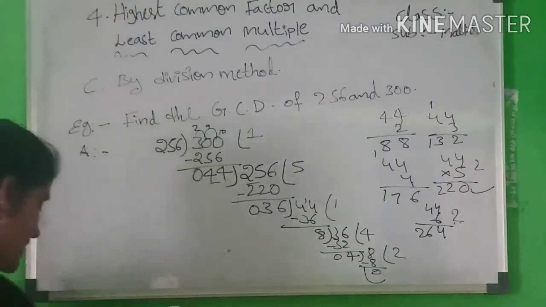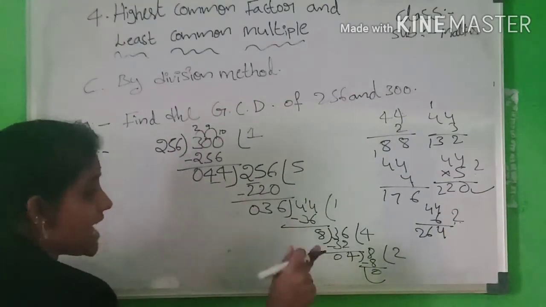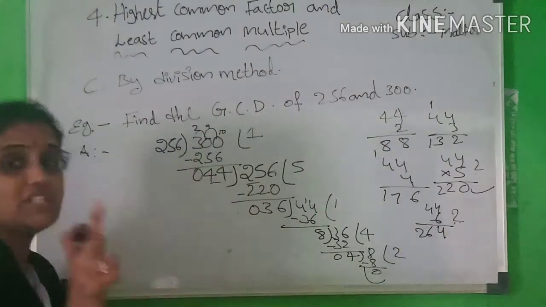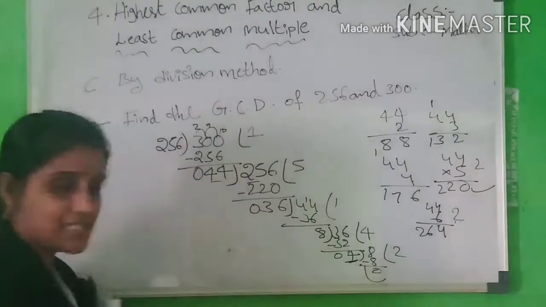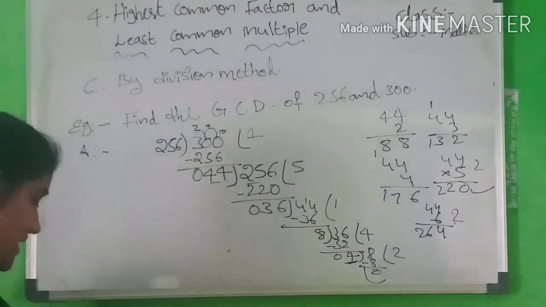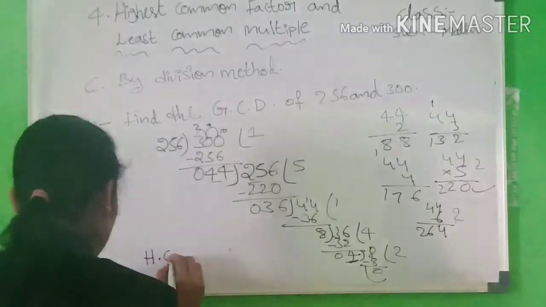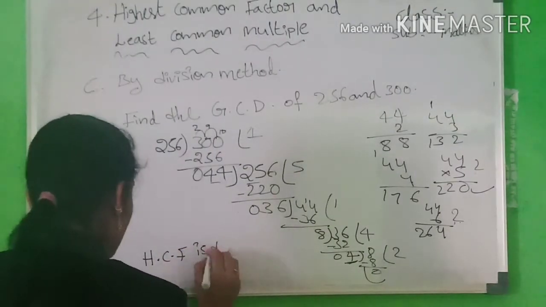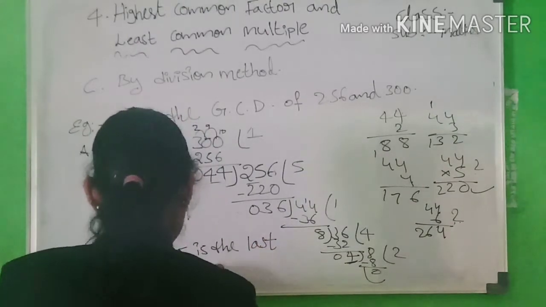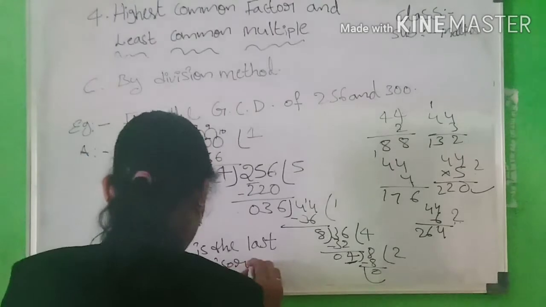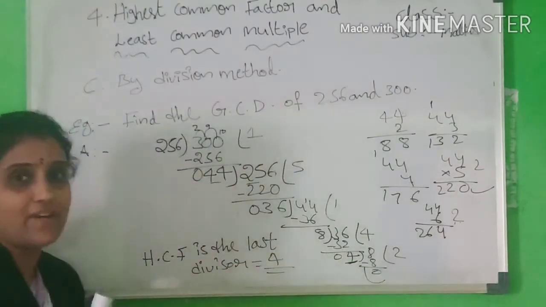What is the HCF here? Check it. Which one is the last divisor in this problem? 4 is the last divisor. Now, what is the HCF? HCF is the last divisor. What is the last divisor? 4.